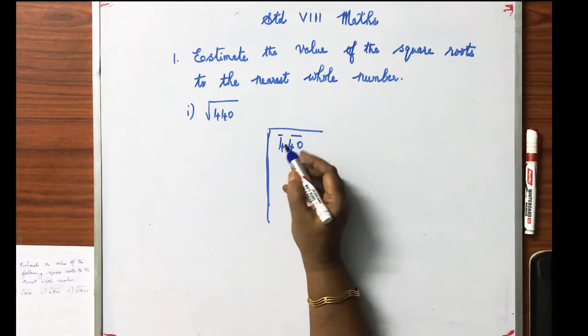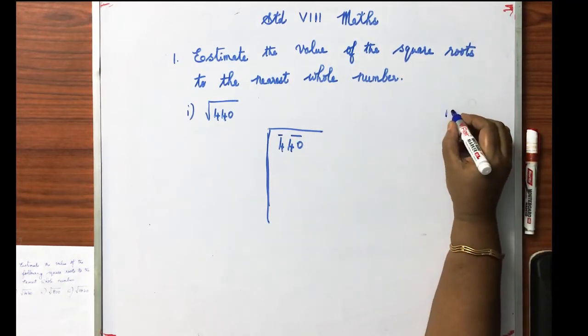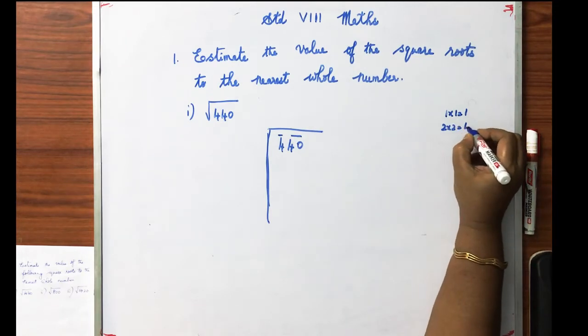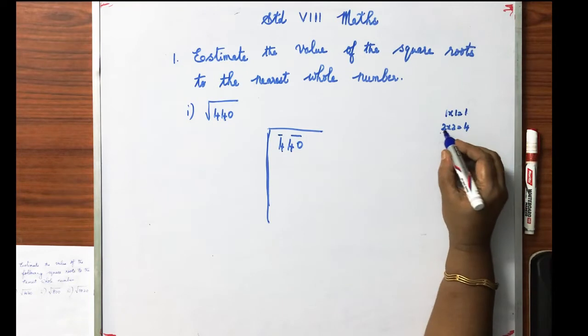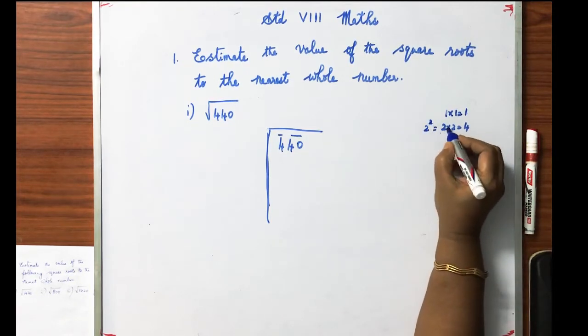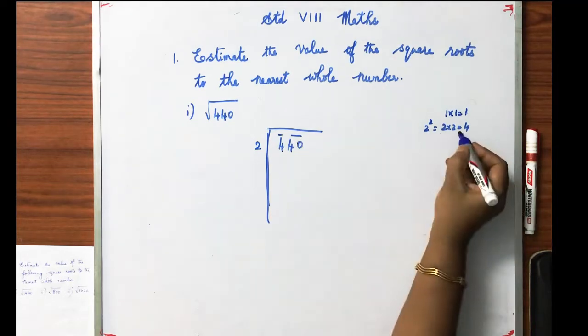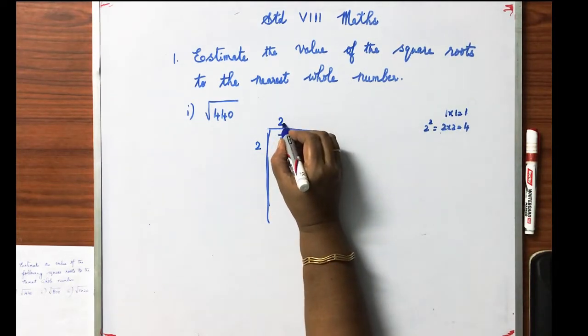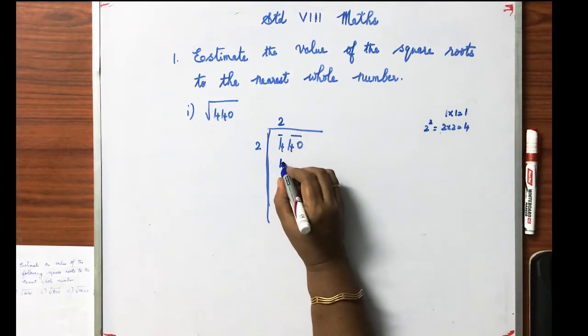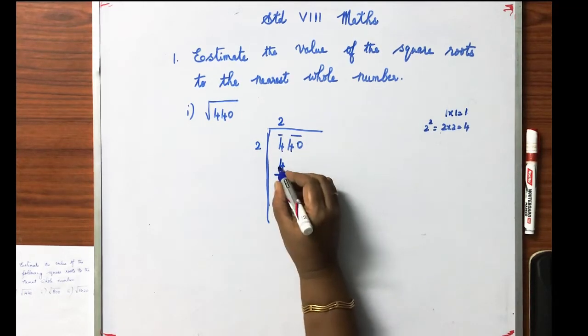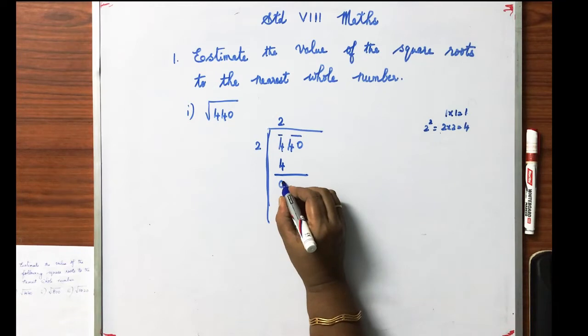less than 4. So, you know the square numbers: 1 squared is 1, 2 squared is 4. 2 squared can be written as 2 into 2. So, 2 we should write as the divisor. Another 2 we should write on the top as the quotient. So, 2 2s are 4. Below this we have to write 4. Now, subtract: 4 minus 4 is 0.